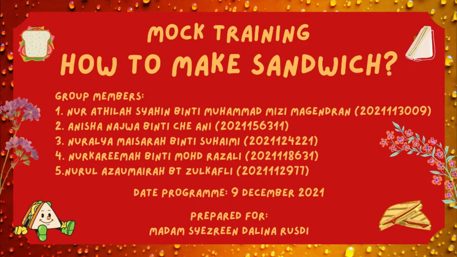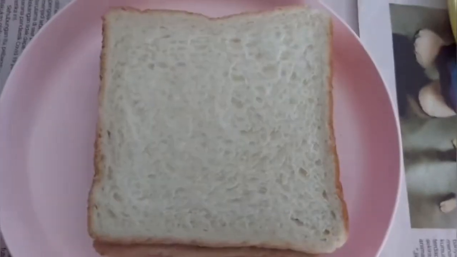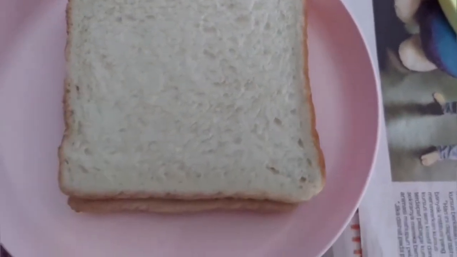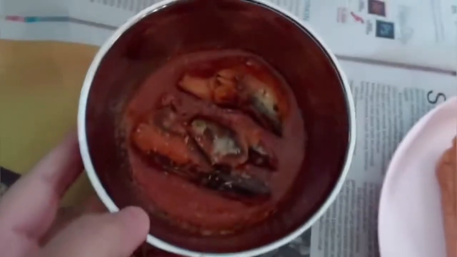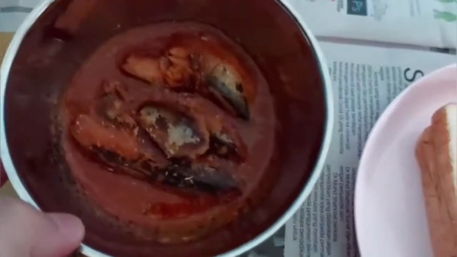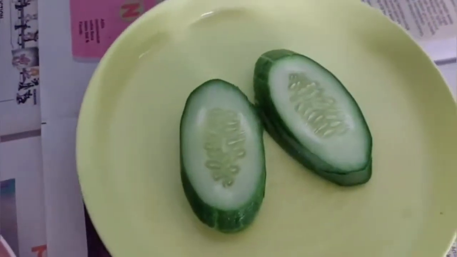Our topic for mock training is how to make sandwich. I will introduce the ingredient for first sandwich, which is classic sandwich. Okay, the first ingredient is bread, the most needed ingredient. We will use 2 slices of bread, and then sardine. We will use sardine for our classic sandwich, and the last one is cucumber.